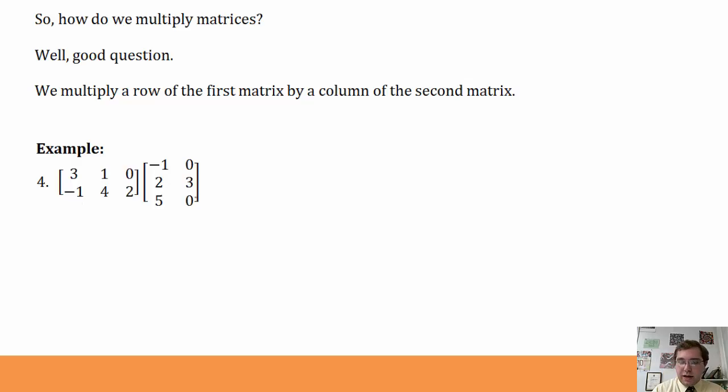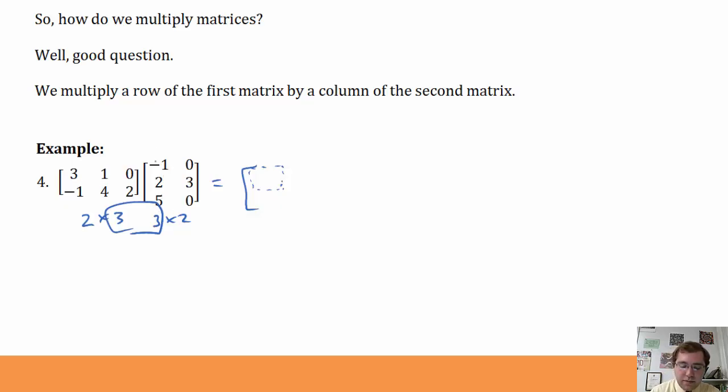First of all, can I do this? Yes, it's a 2 by 3 and then a 3 by 2. Middle numbers match. So my answer is going to be a 2 by 2, and that's important to know. That I'm going to end up with a 2 by 2. Well, in my 2 by 2 answer, the number that goes in the top left corner, I'm going to obtain that by multiplying a row of the first matrix by a column of the second matrix.